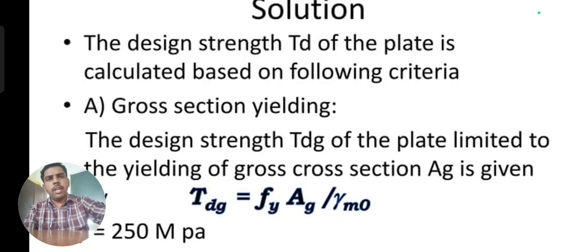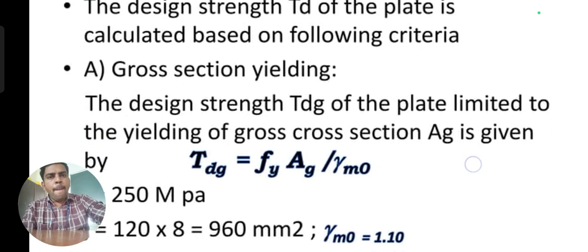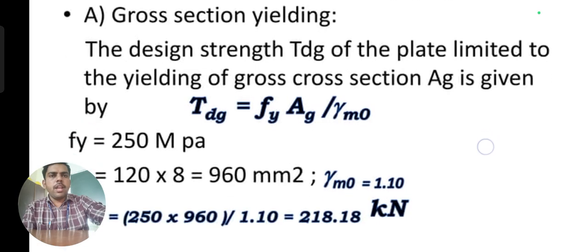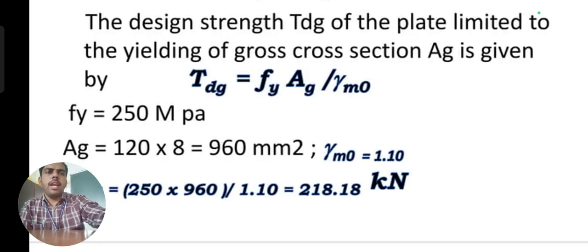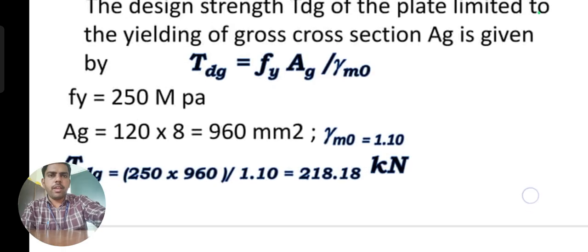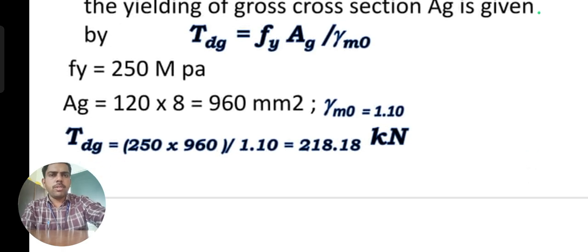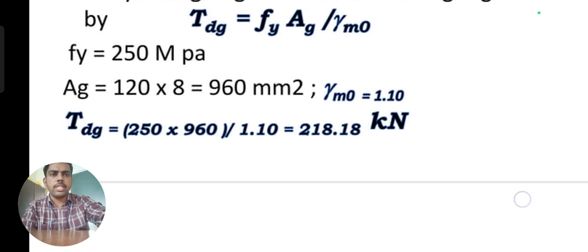First, coming to the cross section, what is the formula? Fy Ag by gamma m0. Here Fy is 250 and Ag is the length of the member times the thickness of the member. The length is 120 and the thickness is 8. So 120 into 8 is 960 mm square, and gamma m0 is 1.1. All values are substituted in this equation. We get the value 218 kilonewtons. That is the strength. And what is the load?